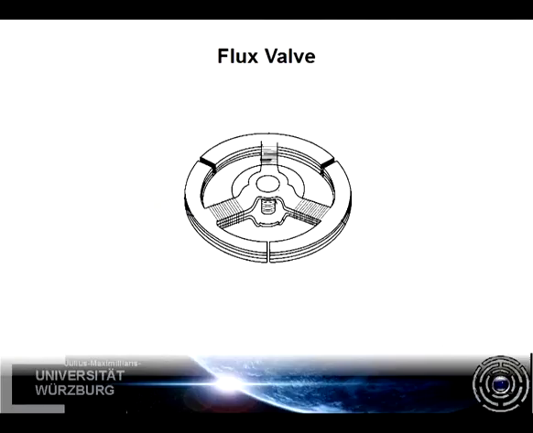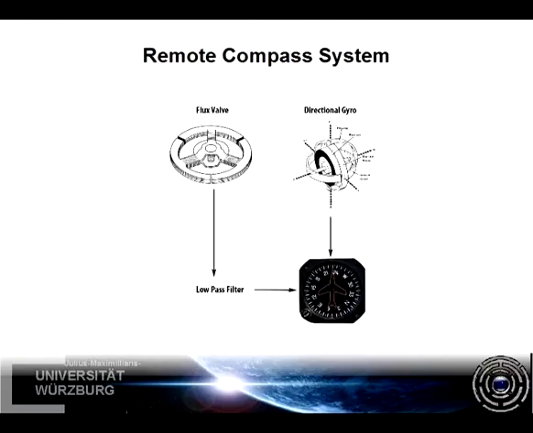But since the flux valve is tied to the horizontal plane of the aircraft, the errors of the magnetic compass are equally prominent when using a flux valve, even though it can produce more exact measurements. This is where the directional gyro comes in.